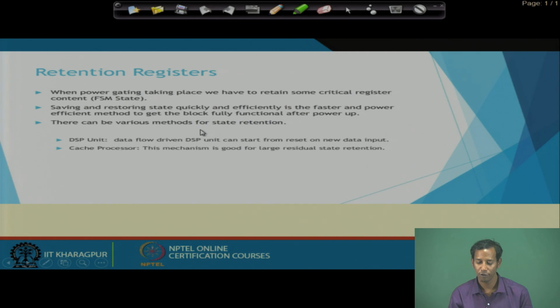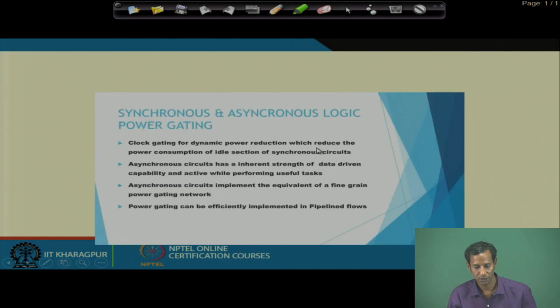There can be various methods for state retention. In DSP unit, the data flow driven DSP unit can start from reset on new data input, and the cache processor, this mechanism is good for large residual state retention. Means what, actually whenever we are powering up the system design, at that time in DSP you can use the reset signals to get the new value, or in processors we can use the cache memory to retain the corresponding state of each of these particular registers.